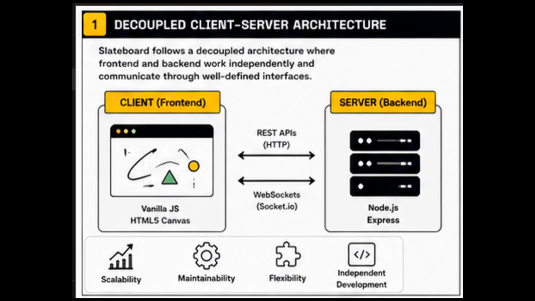Slateboard is built using a decoupled client server architecture, which means that the front end and back end operate independently while communicating through well defined interfaces. This separation allows for better scalability, maintainability, and flexibility in development.